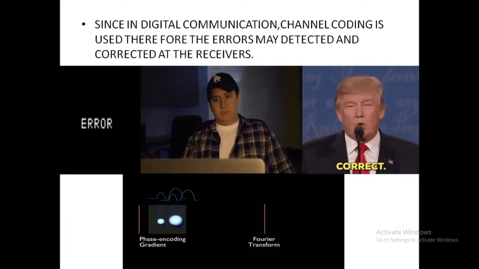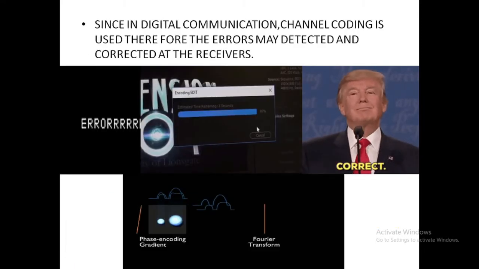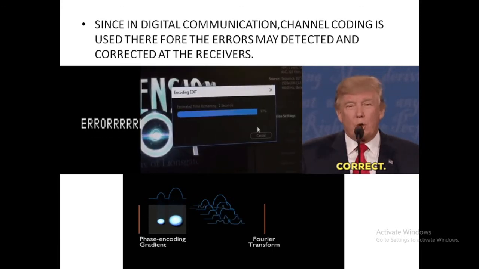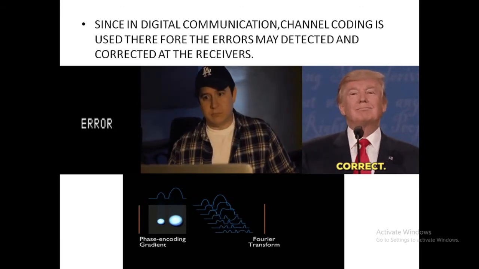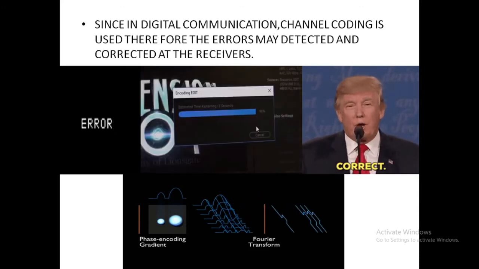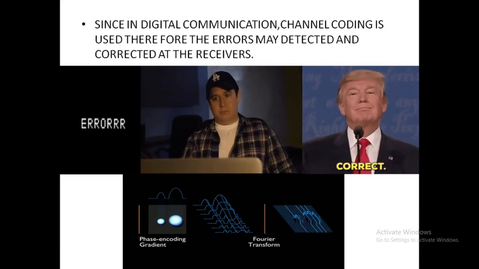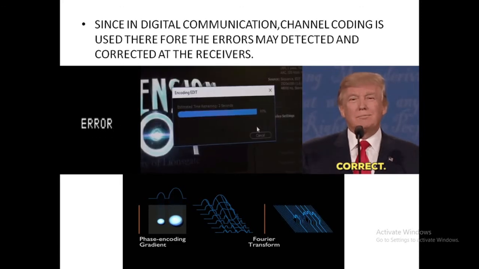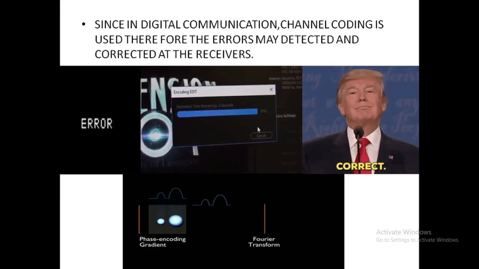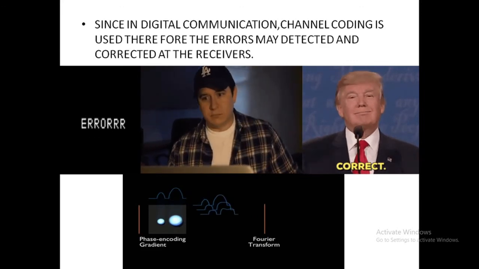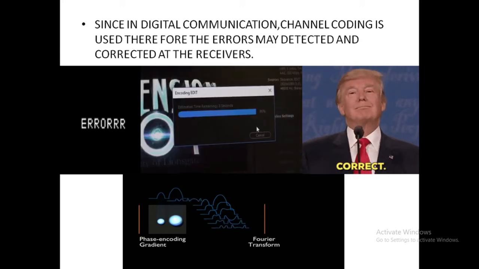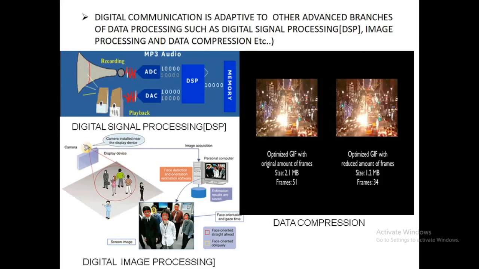The next advantage is that, as previously said, we are using channel encoding or channel coding techniques. So errors may occur in the channel, but they are detected and corrected at the receiver. As we know, there are different techniques like LRC, VRC, longitudinal redundancy check, vertical redundancy check, or Hamming codes, so that the data can be retrieved at the receiver.